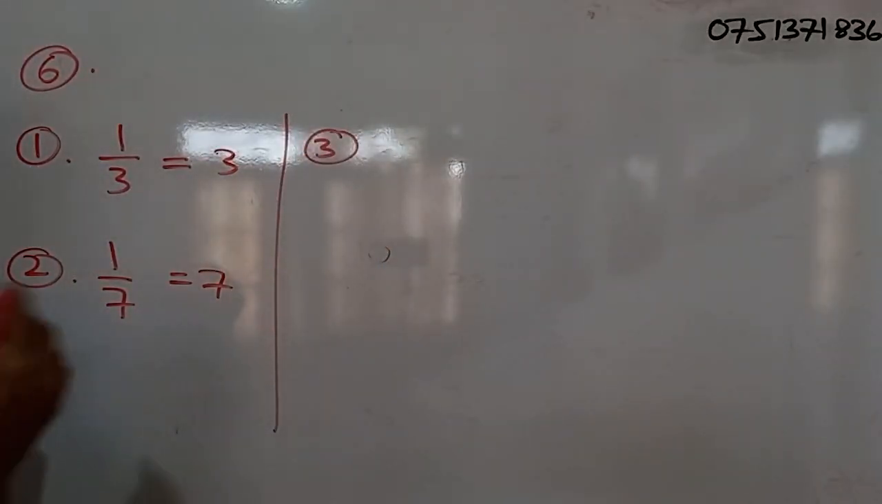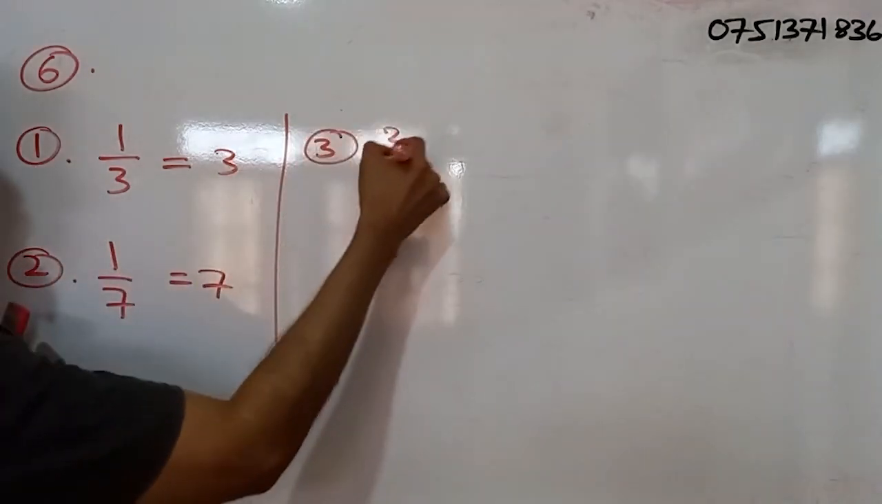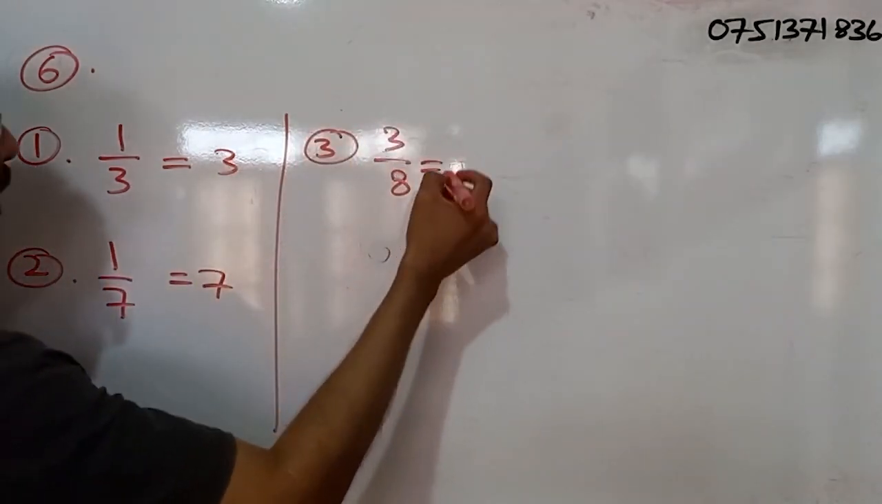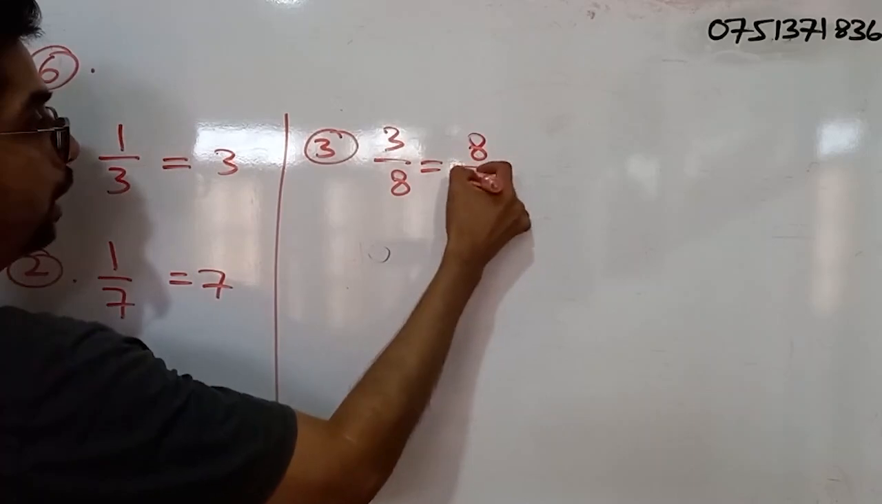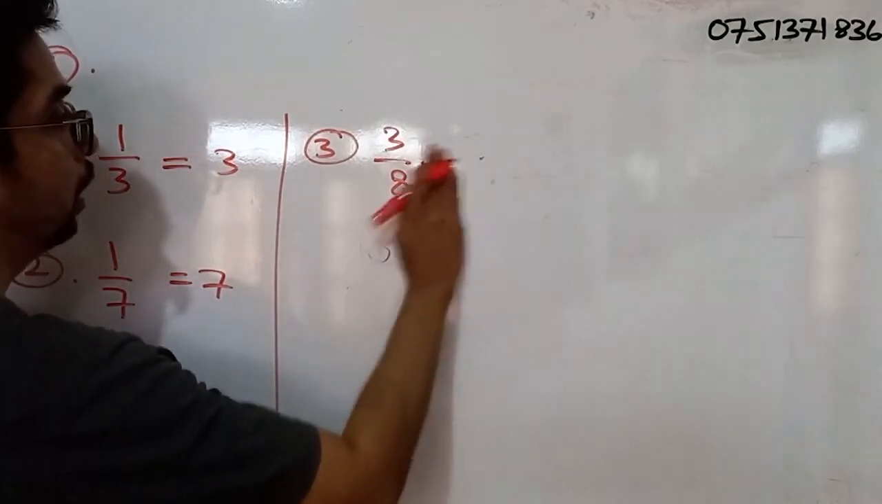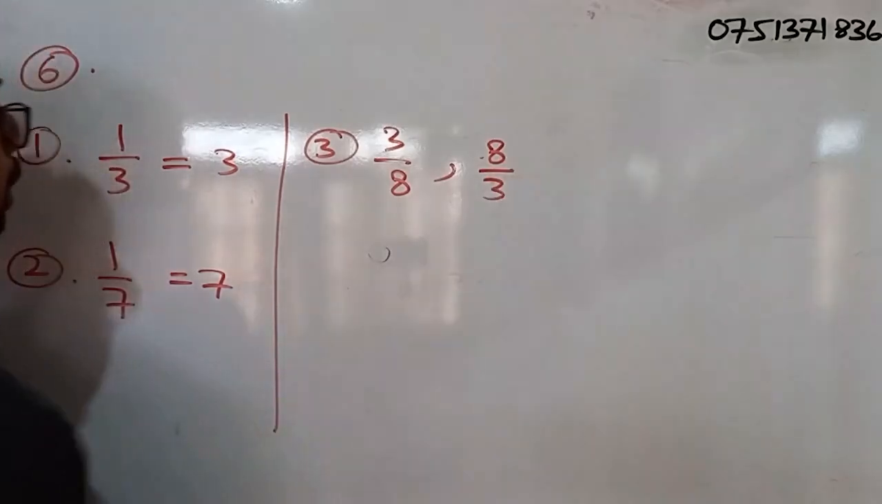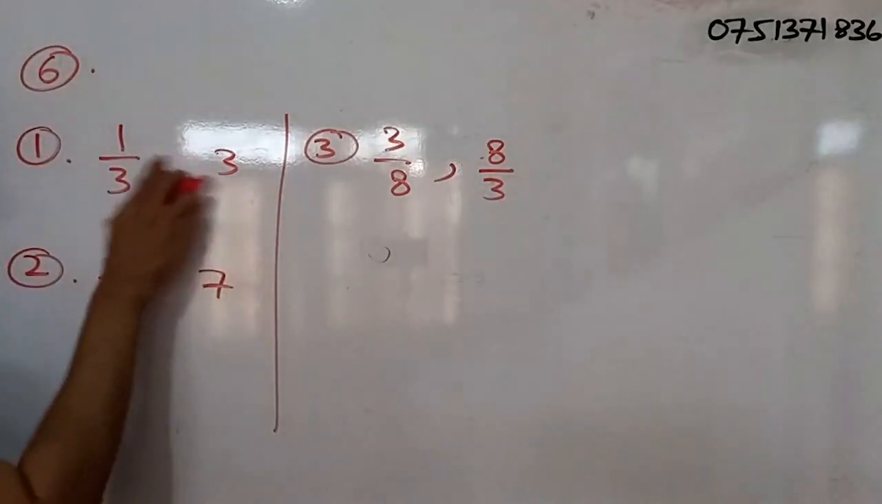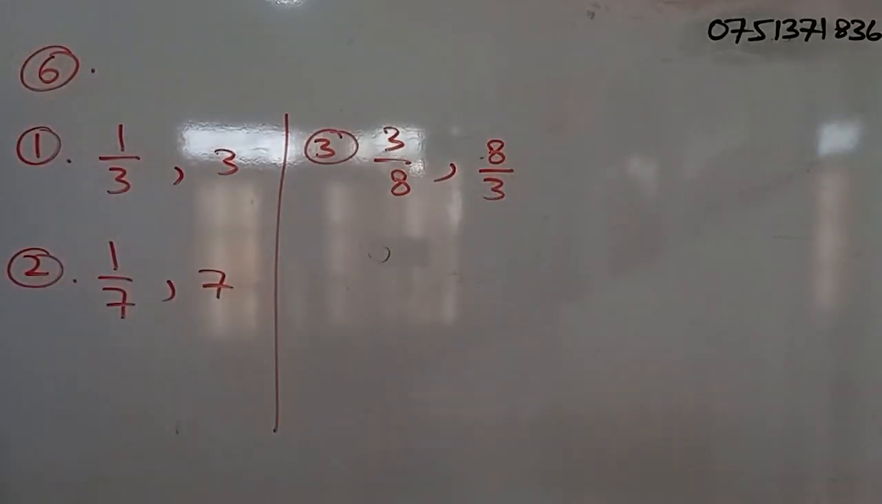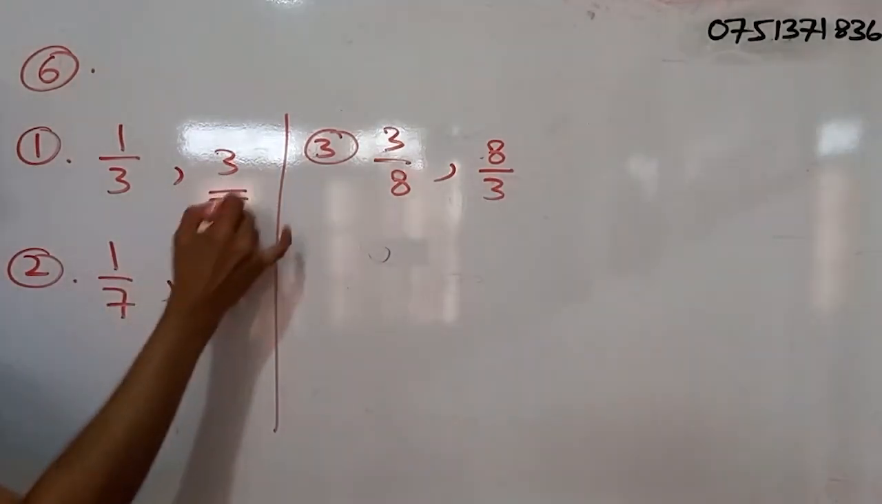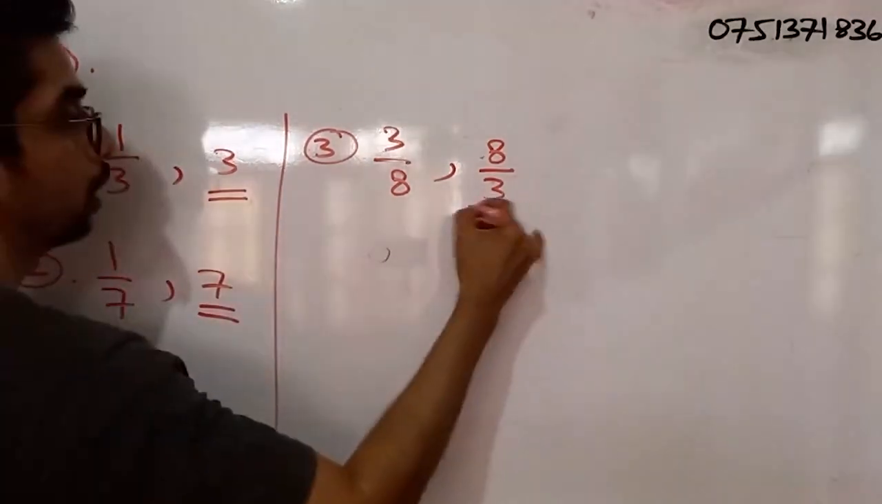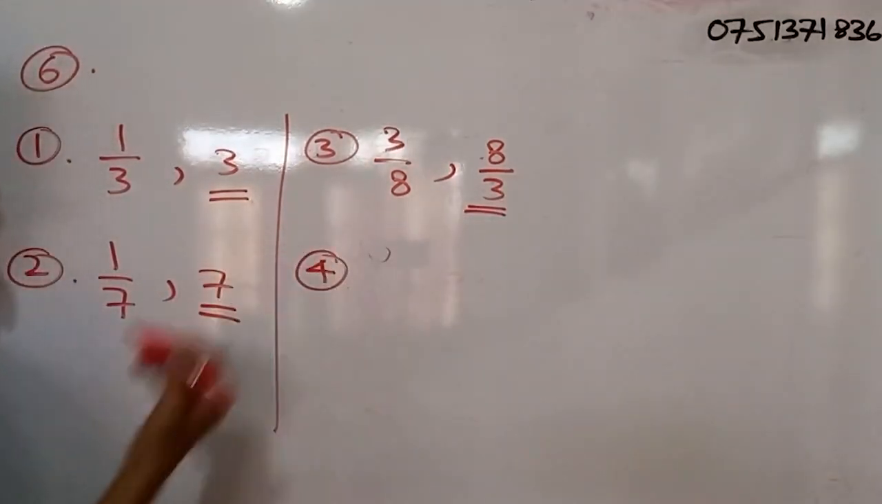Right? We have the fraction as 3 by 8. So the reciprocal will be what? 8 by 3. The reciprocal is 8 by 3. Here also the reciprocal is 8 by 3. So this is the answer that they are expecting. Okay. Part 4.